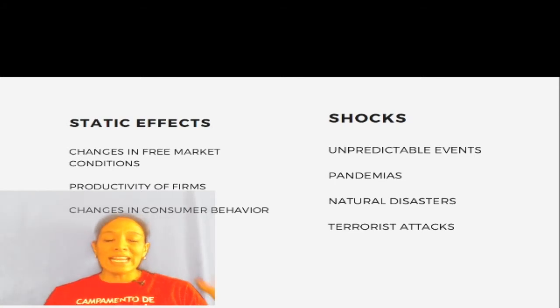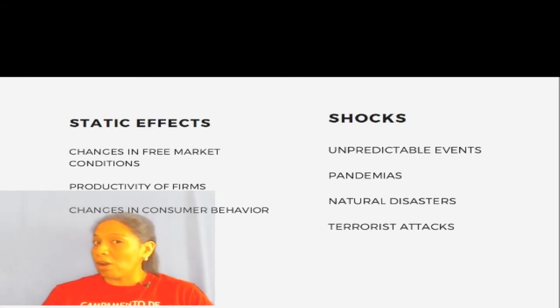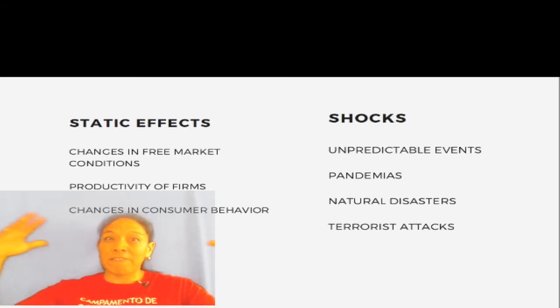Okay, the second one in static effects is productivity of firms. All right, maybe they find a new technology. All of this has to do with supply changes, remember, in the curves. So if they find a new technology and they can be more productive, let's say in agriculture, it's not the same to cultivate things in a very traditional way and then change it to more sophisticated technological machinery, then obviously that's going to give you a change in the GDP, especially when it's very, very massive.